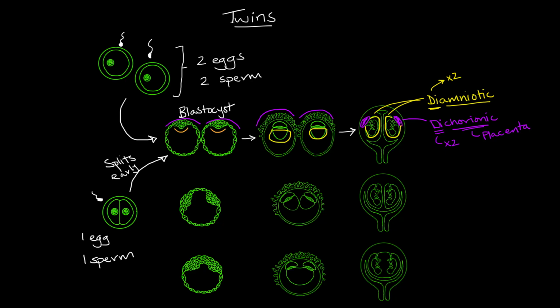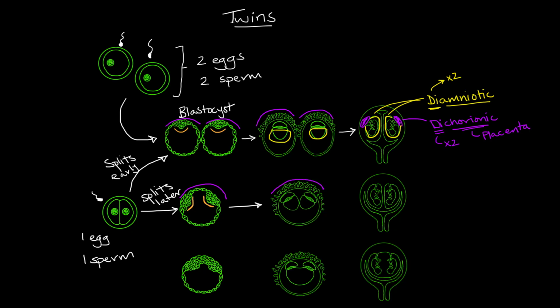If the egg or the embryo splits a little bit later, you actually get a single blastocyst. So there's only one blastocyst, there's only one trophoblast around the outside, but there are two inner cell masses on the inside. You can see here in orange, there are two mounds within the one blastocyst. And this blastocyst will go on to create two babies, but they'll share one placenta.